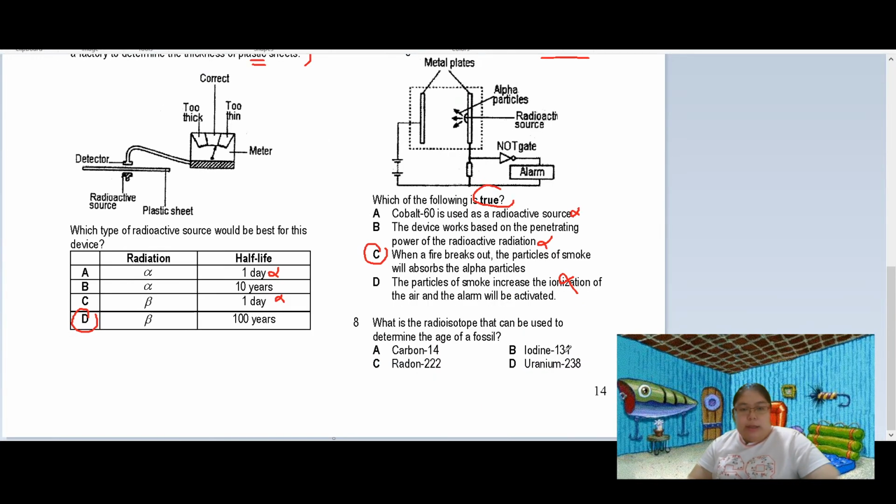Okay, number 8. Which radioisotope can be used to determine the age of a fossil? The answer is carbon 14. So this one is just an objective answer. Okay, now I need to go to the structure questions. Let's see some structure questions.